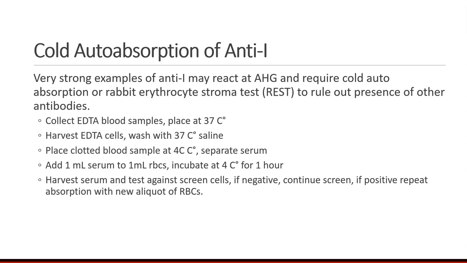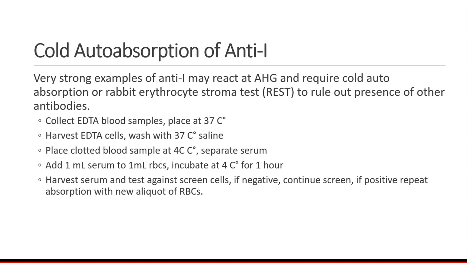Then we harvest the cells and we wash them. I wash mine at least 3 times with 37 degrees centigrade saline. Because again, they're not coated 4+ or 5+. Sometimes these cells are coated 10+. So we need to remove as much of the autoantibody from these cells as possible.